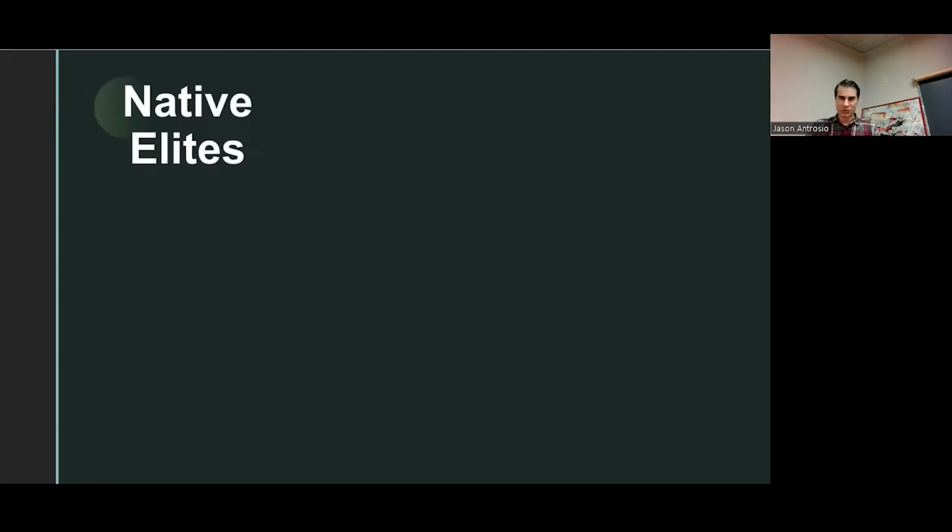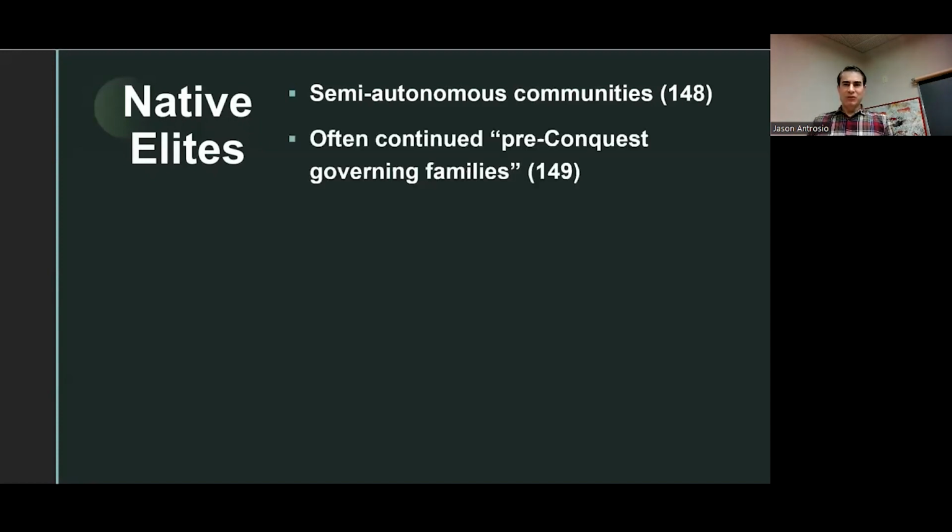Yeah, that's true. So one of the interesting things about this is how important the top rung, the native elites, were in maintaining these communities. They weren't completely autonomous, but they were pretty autonomous, semi-autonomous communities. Their leaders would often come from the same people who had been leading them before the conquest. So they were basically allowed to keep the people who had been in charge. Even some of them are known as caciques. What's a cacique, Pluto?